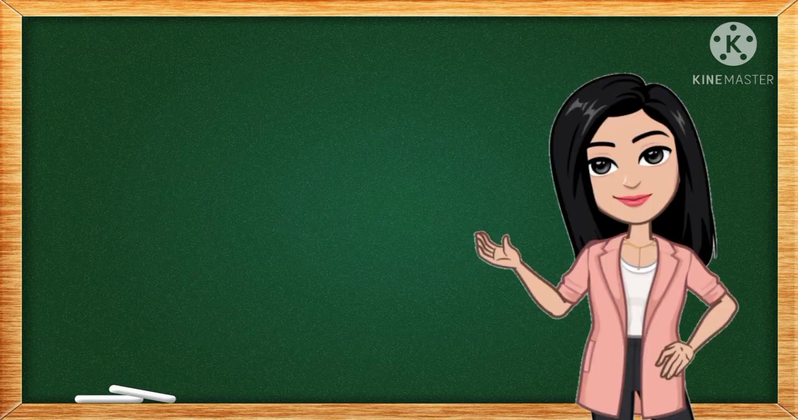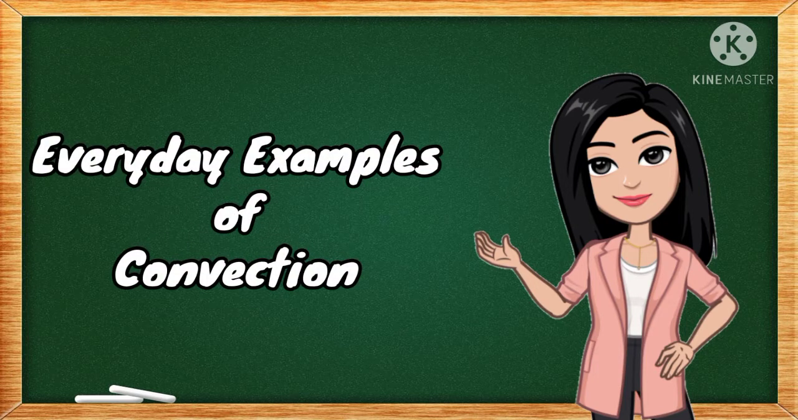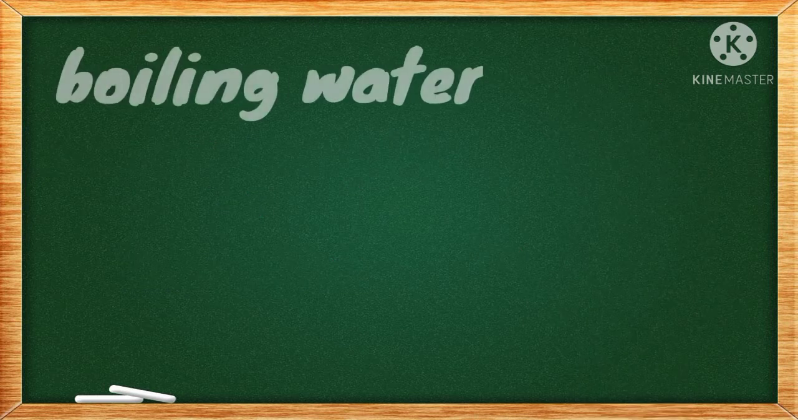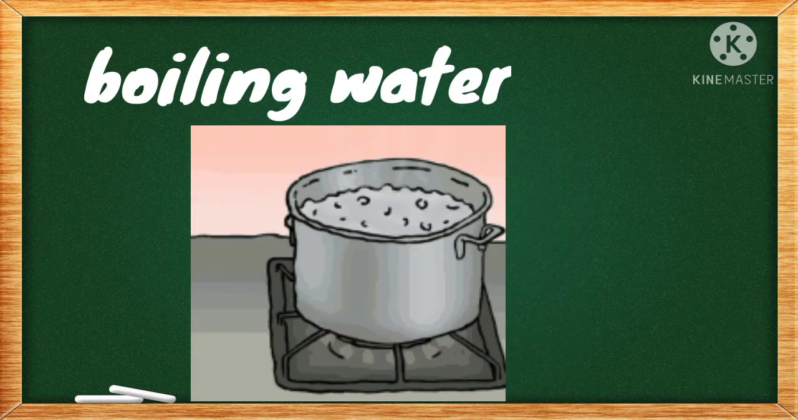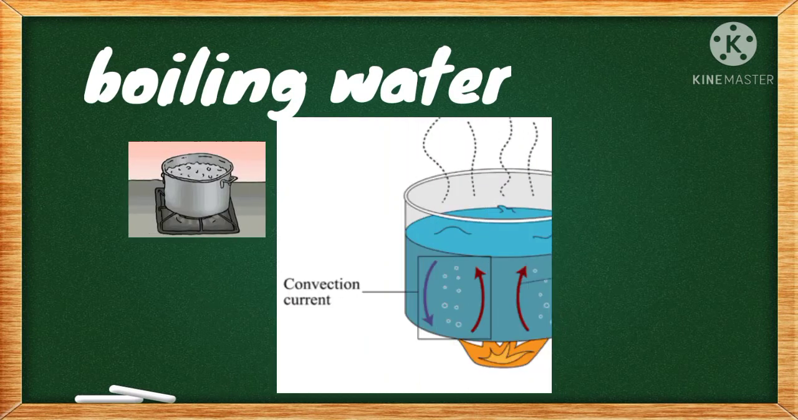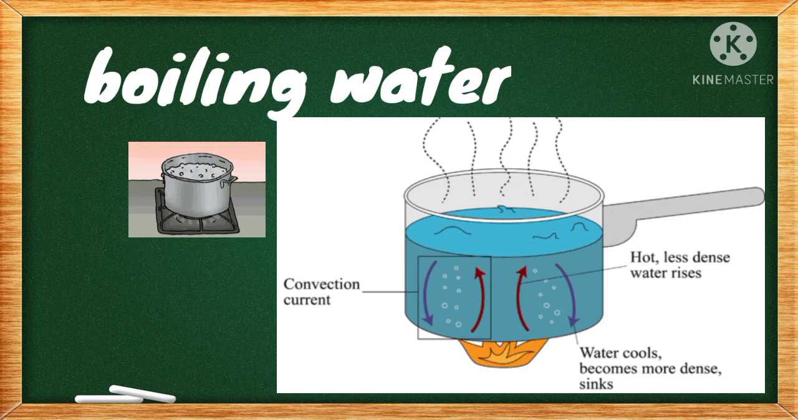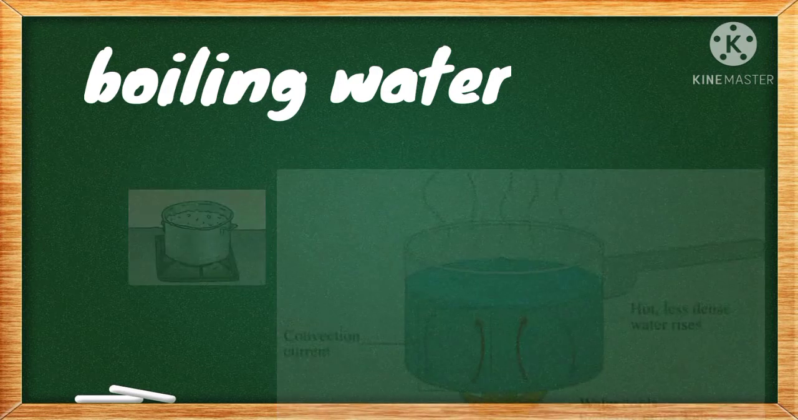In our daily life, we do not notice that we are already experiencing or doing the process of convection heat transfer. Now, here are some real-life examples of convection which are quite interesting. First, we have boiling water. The heat passes from the burner into the pot, heating the water at the bottom. Then, this hot water rises and cooler water moves down to replace it, causing a circular motion.